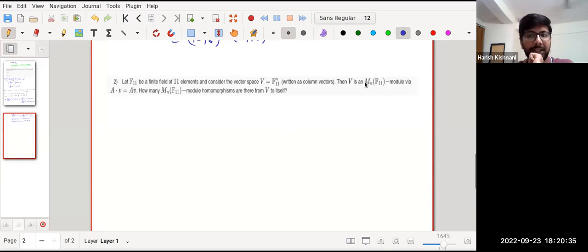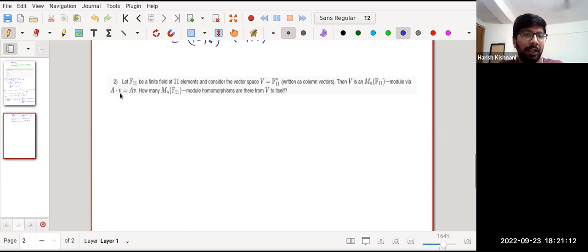So your ring is the matrix ring over the field F11. Each entry of this matrix is from F11. Each element is an n cross n matrix. Now, your underlying space is the space of n column vectors. Okay, so space of n column vectors is an abelian group under addition, and then the scalar multiple is defined like this. You just multiply the matrix with the vector. It's an n cross n matrix.